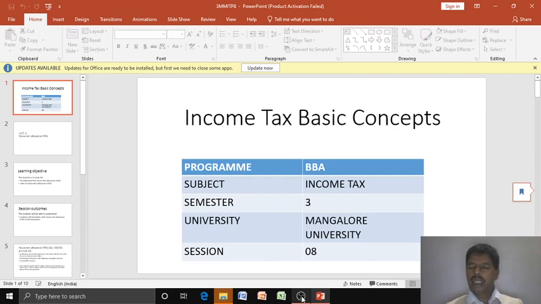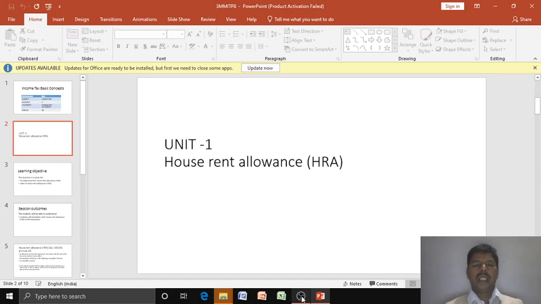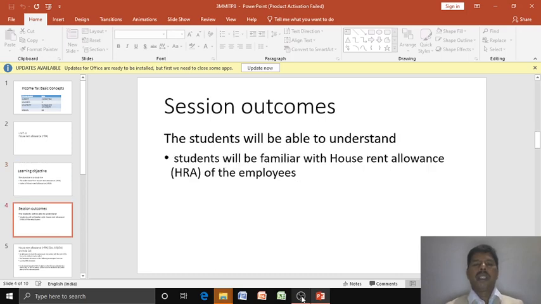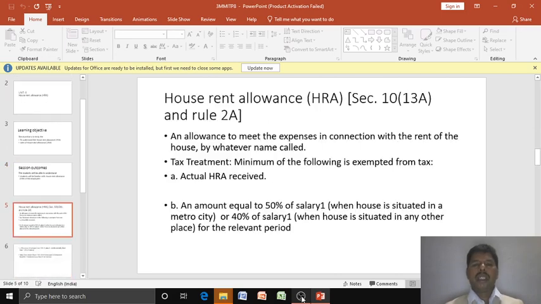Session is 8. Title of the session is House Rent Allowance or HRA. The learning objective of this session is to understand the house rent allowance and rules of house rent allowance as per Income Tax Act. The outcome of this session will be familiarity with the house rent allowance of the employees, especially while computing income from salary. Now, house rent allowance.